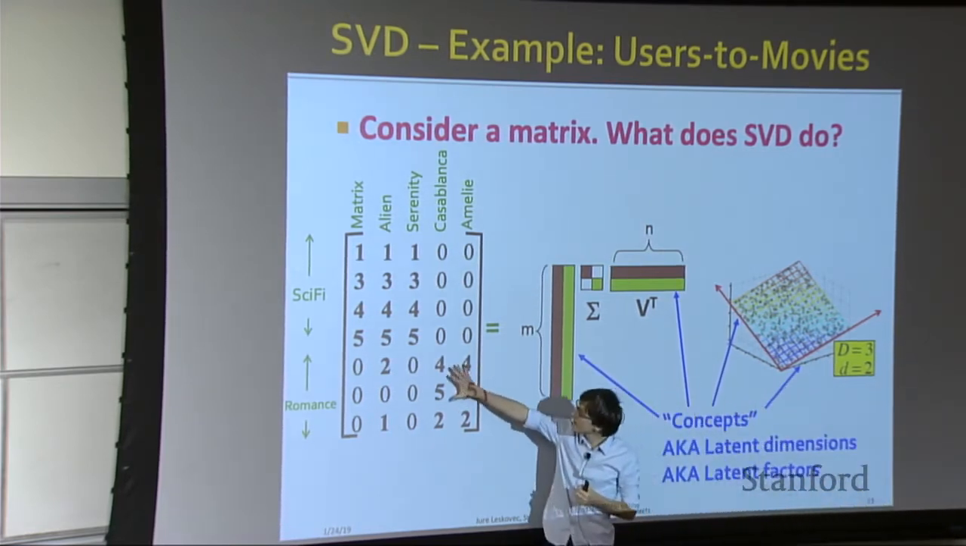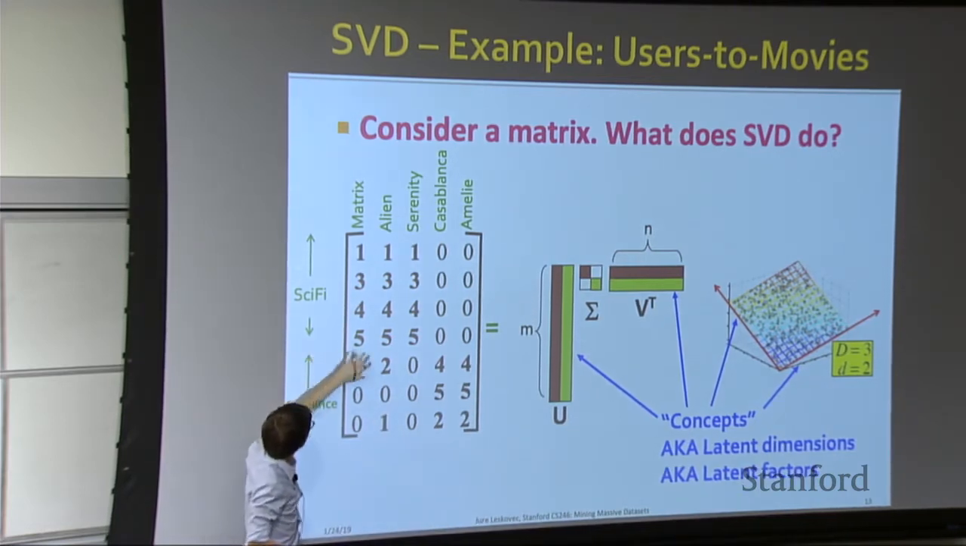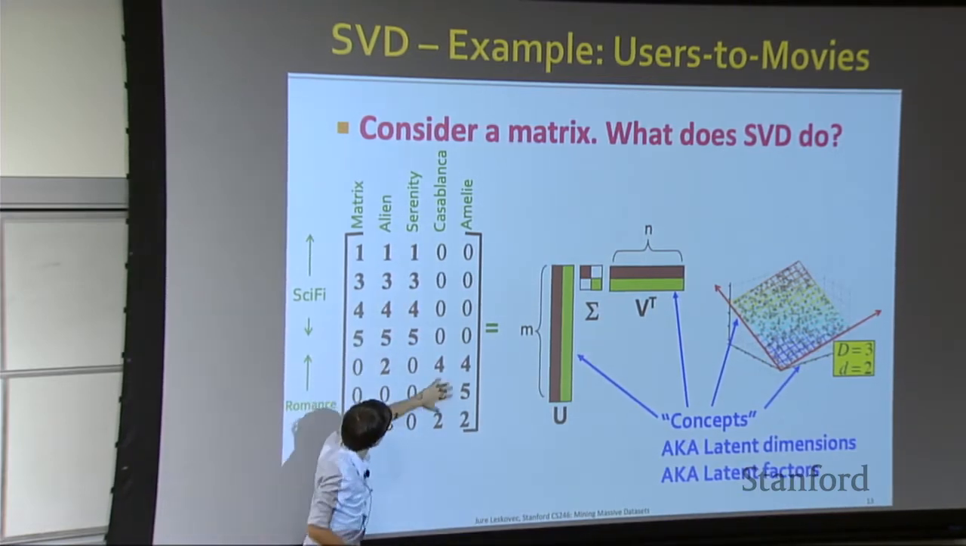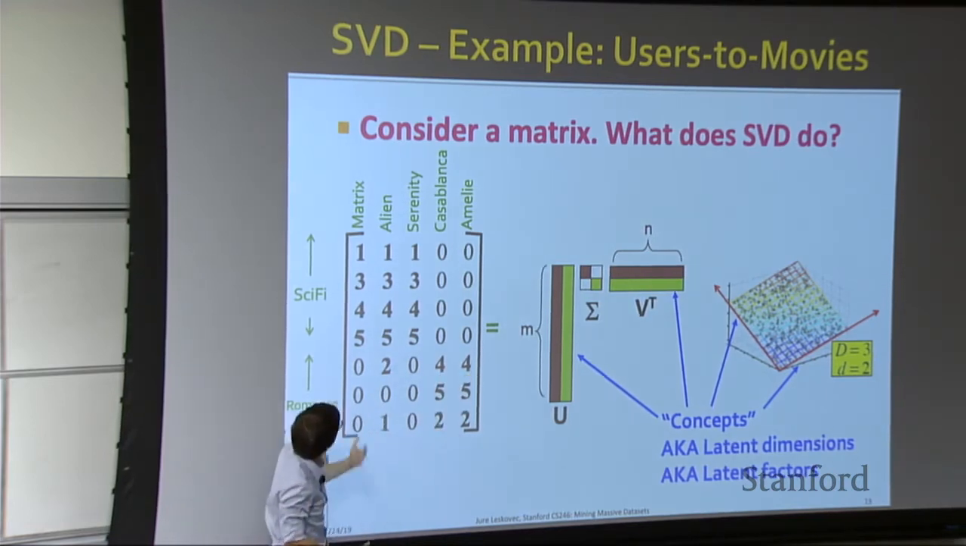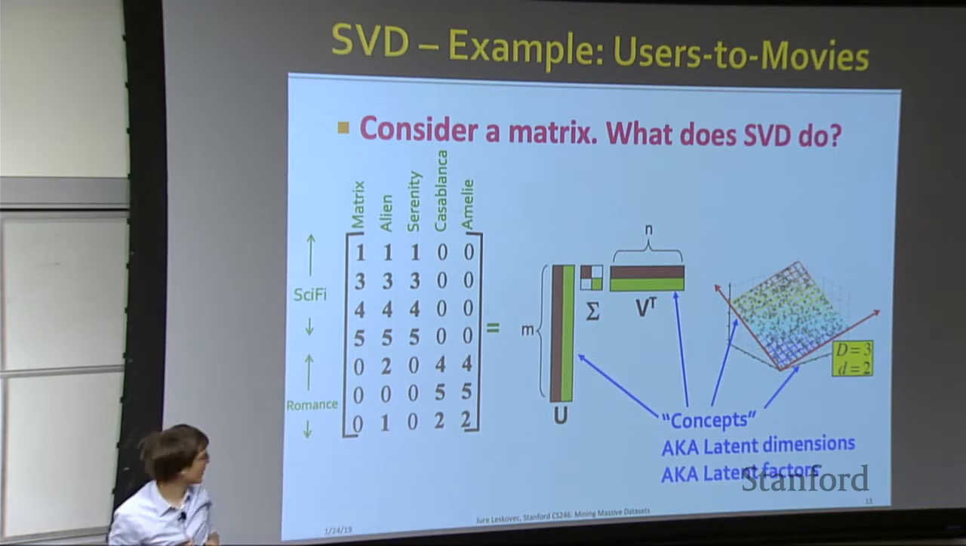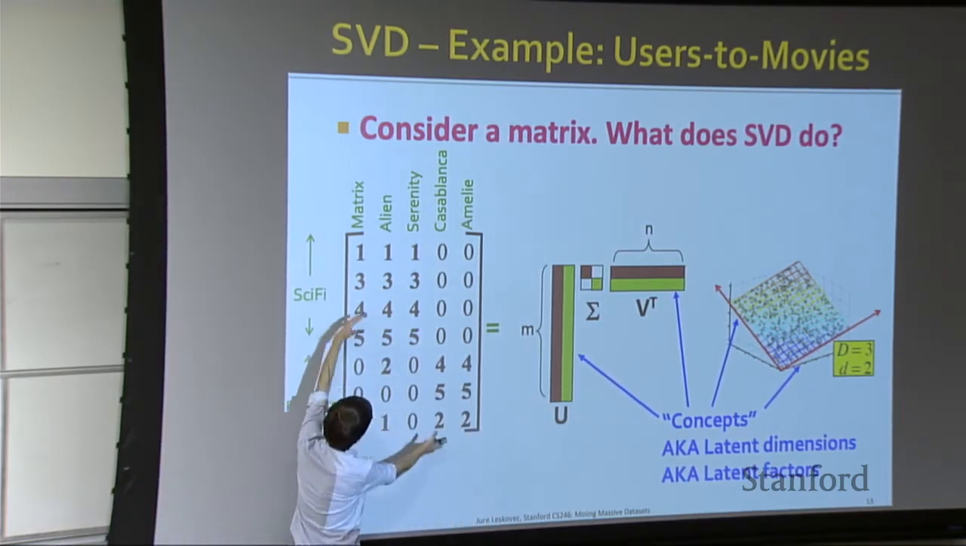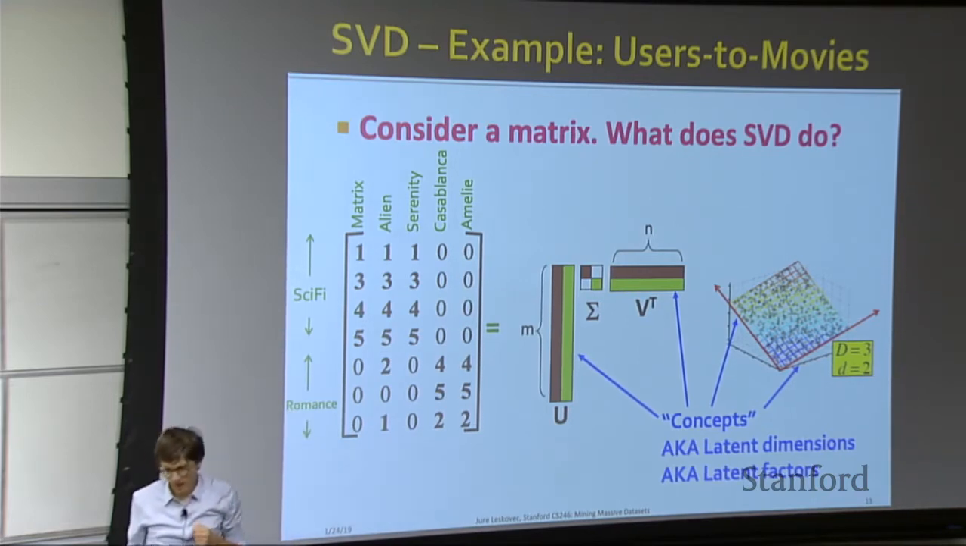And if you think of this data set, it seems that there are two types of movies, or two types of people. There are people who like these three movies, and there are people who watch the other movies. And there are very few people who watch from both categories. So these latent dimensions, latent concepts, should reveal something about the structure of our data.